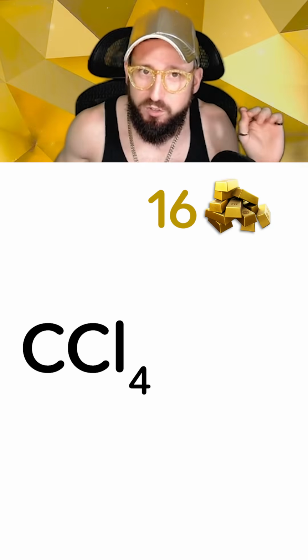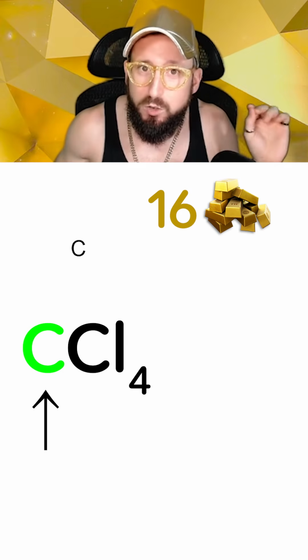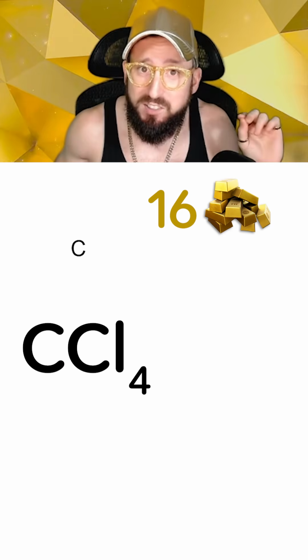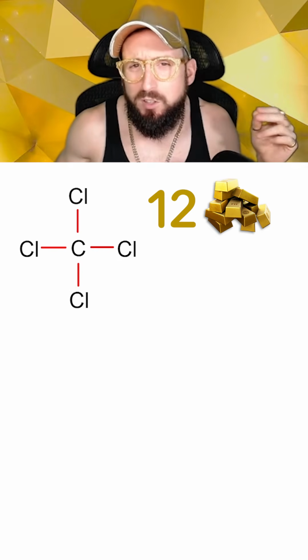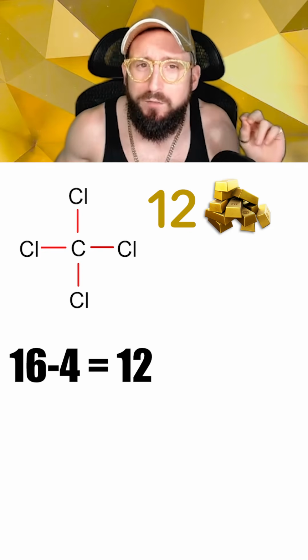The first step is to draw your central atom, which will usually be the first element in your chemical formula. In this case, it's carbon. The next step is to connect the other elements around it with single bars, which in this case are the chlorines. Doing so, we can see that we've used 4 bars, which means we have 12 left to work with.